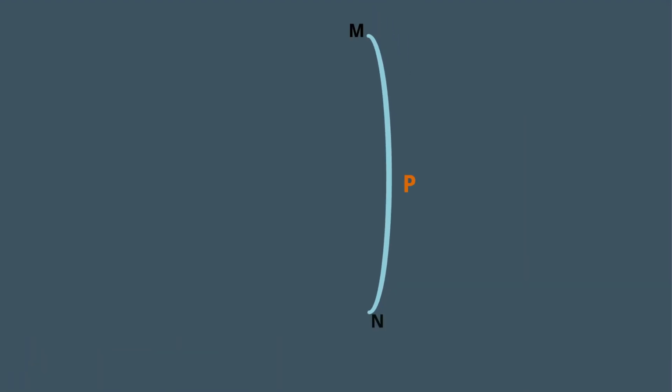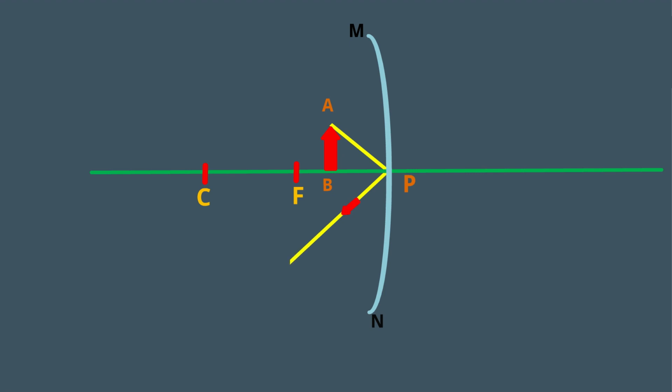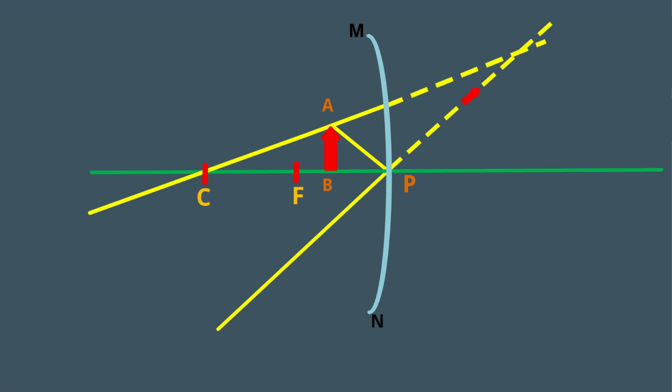Next position is between F and P. First ray, the ray is directed towards the pole of the mirror. After reflection, it makes an equal angle with respect to principal axis. Another ray which is passing through the center of curvature, it retraces its path. If we extend these two rays behind the mirror, we'll get an enlarged, virtual and direct image, and position of the image is behind the mirror.